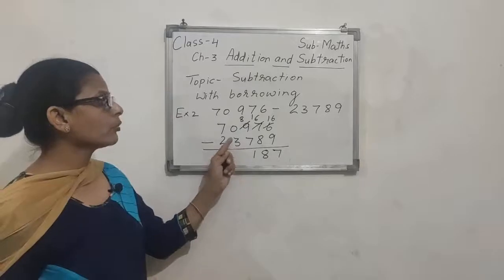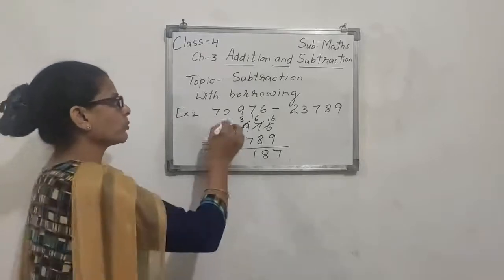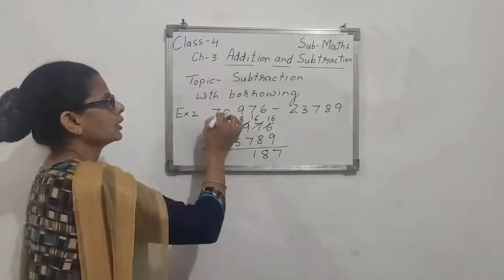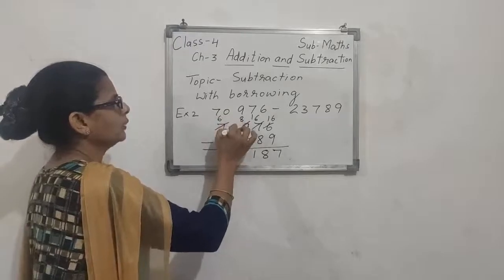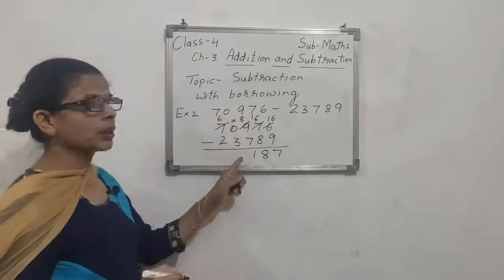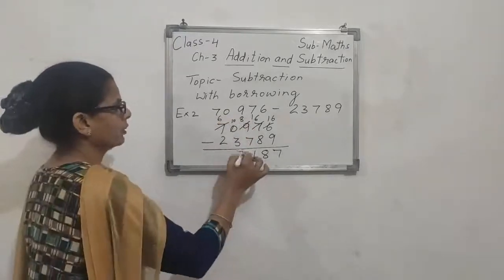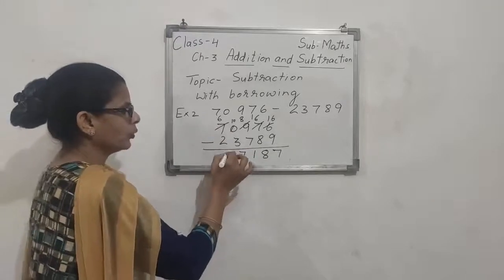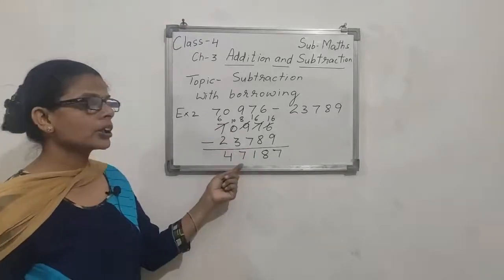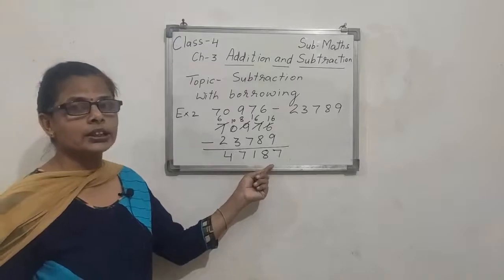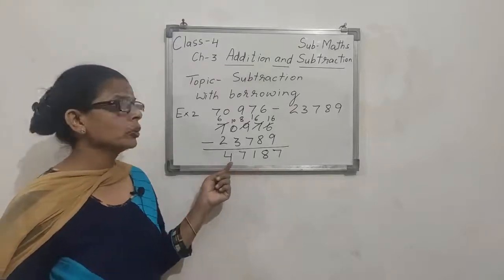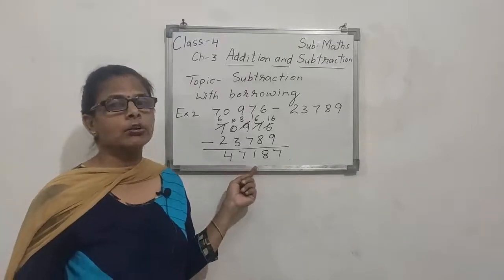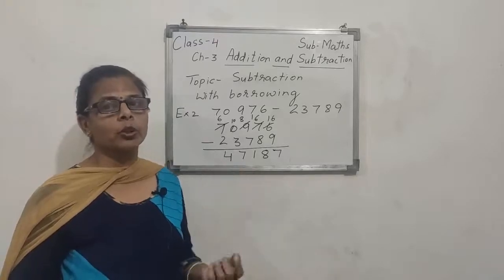Can you subtract 3 from 0? No. So borrow from 10,000 place. This will become 6 and this will become 10. 10 minus 3, 7. 6 minus 2, 4. So the difference is 47,187. I hope you must be clear with this concept without borrowing and with borrowing.